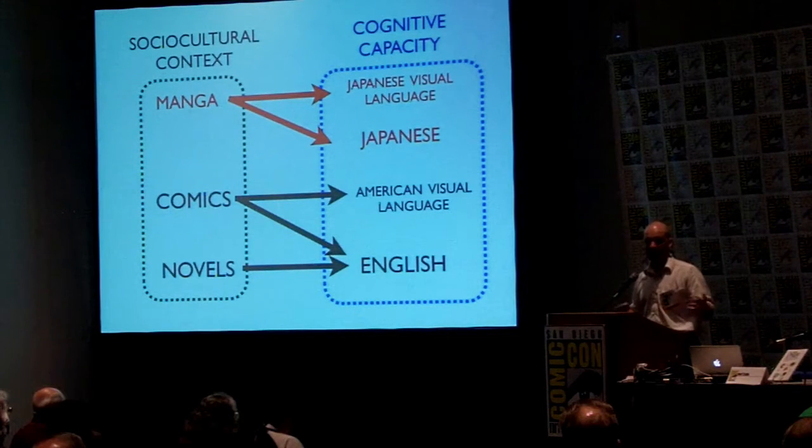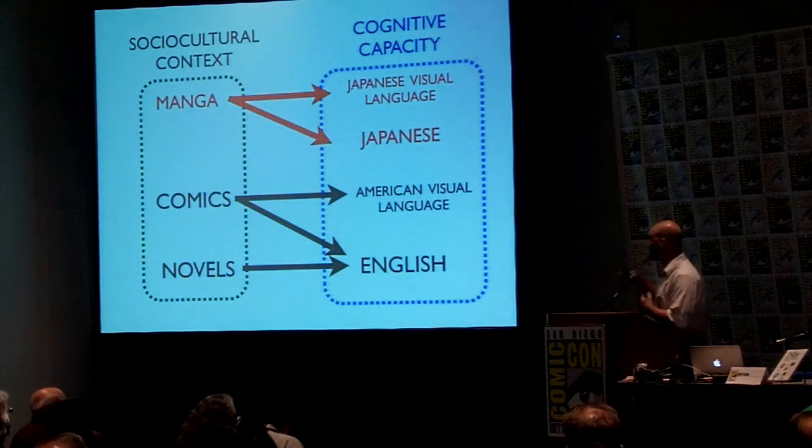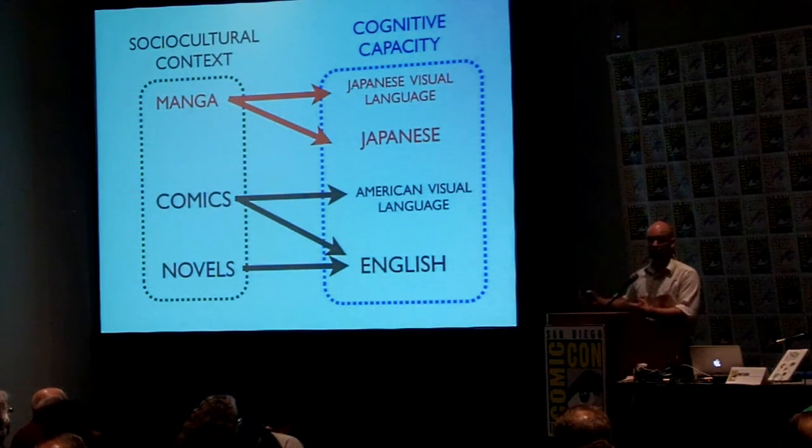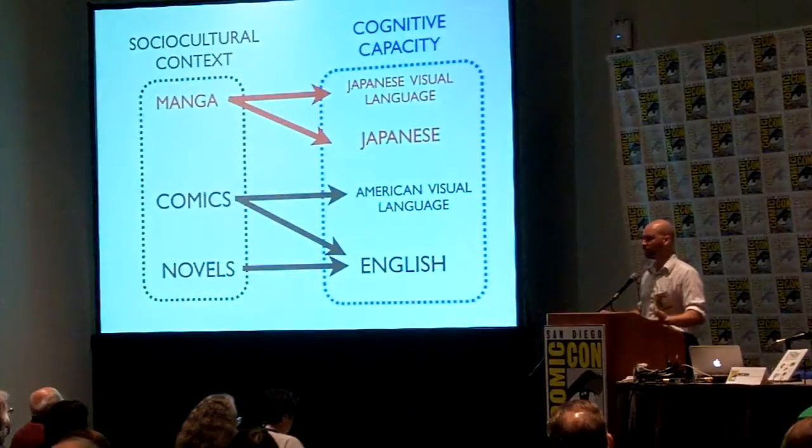Novels are written in English. It would be crazy talk to say that novels are English, right? That would be really weird to say that. That's the equivalent of saying comics are sequential images. Okay? So rather, we say that novels are written in English, and comics are written in a visual language and a written language. Okay? So that's the analogy there.